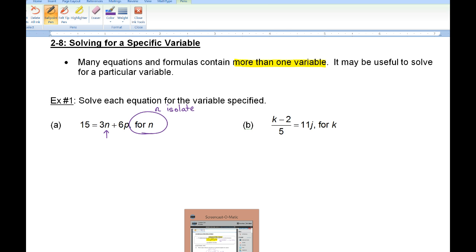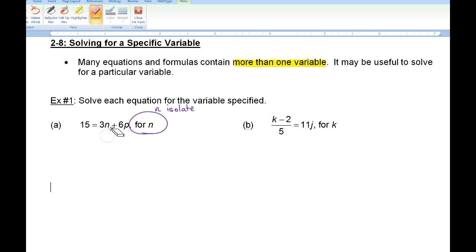You might have seen these before. But here the first thing I want to do, do you see how there's a plus 6p? I want to cancel this with a minus 6p. Remember, here's my equal sign. So whatever I do to one side, I have to do to the other side of the equals. Sound familiar? So minus 6p, minus 6p.